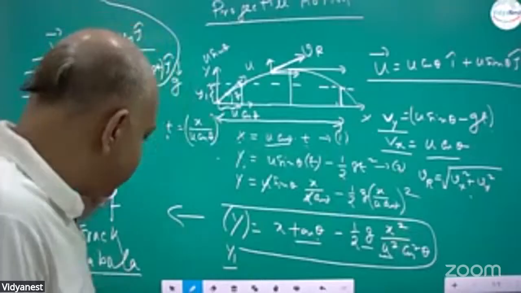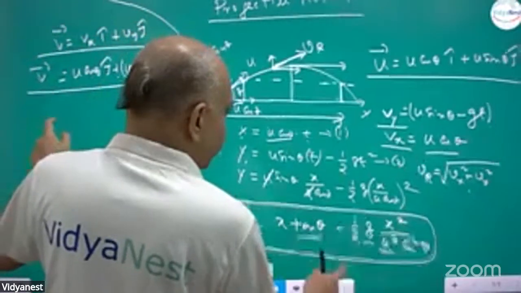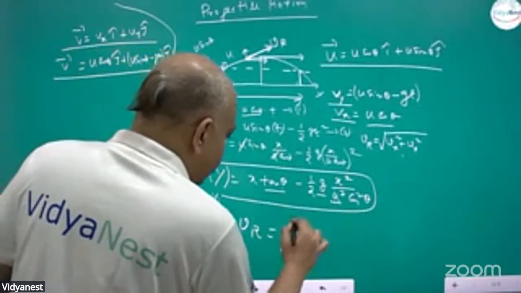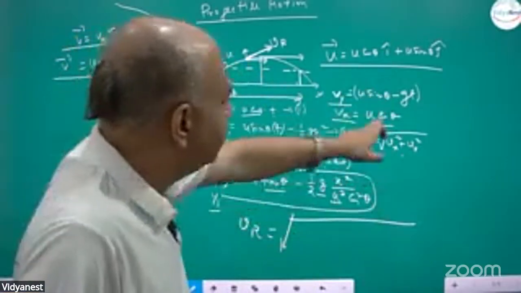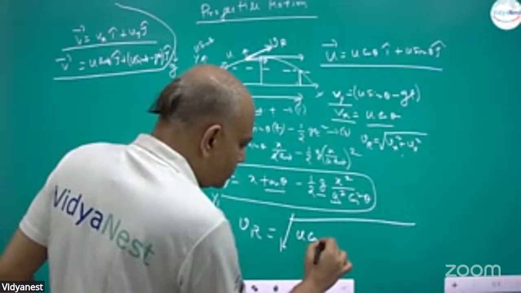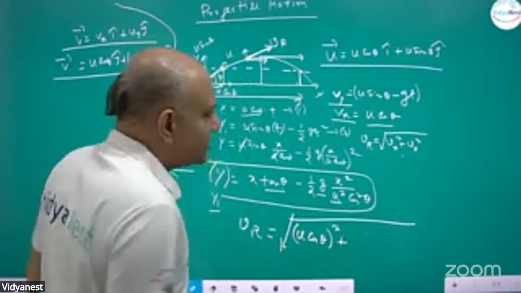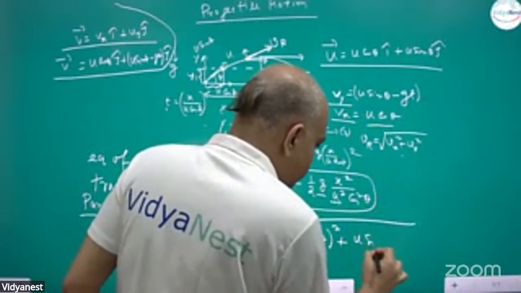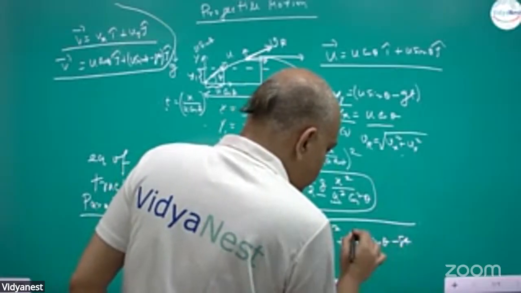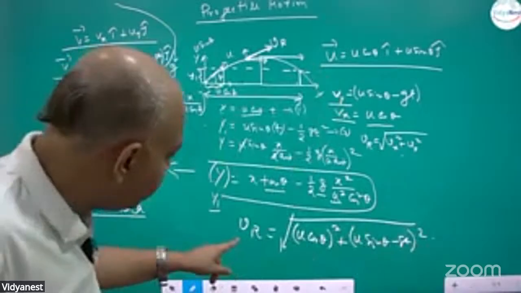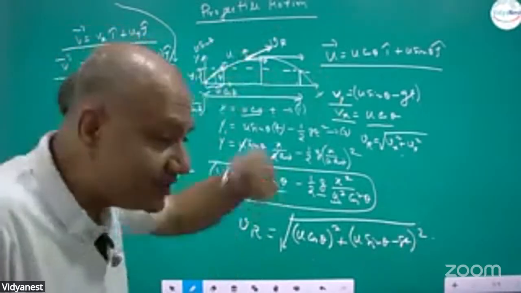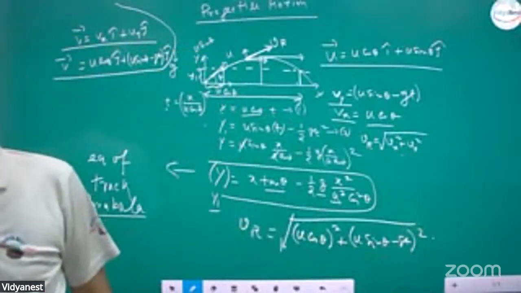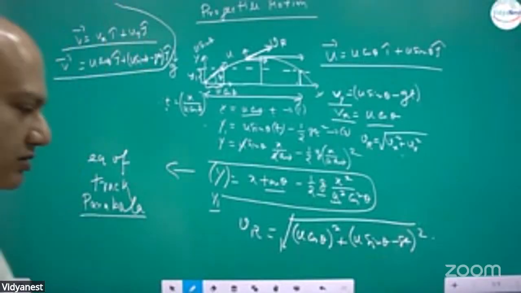So now, writing this expression, we can write Vr as root over of Vx, directly putting the value, u cos theta whole square, plus Vy, that is u sin theta minus gt, whole square. So this is the velocity Vr, the resultant velocity after t time the projectile is fired. Is it clear, Saurabh? Very good.